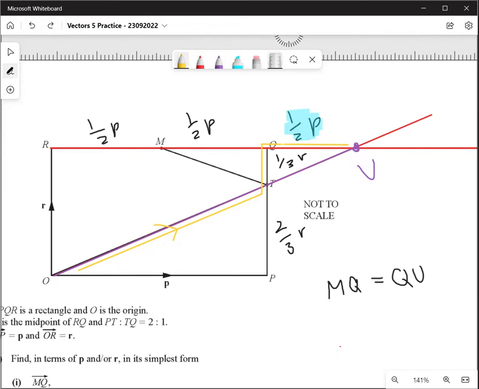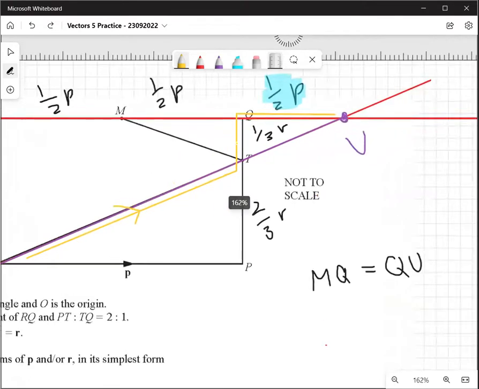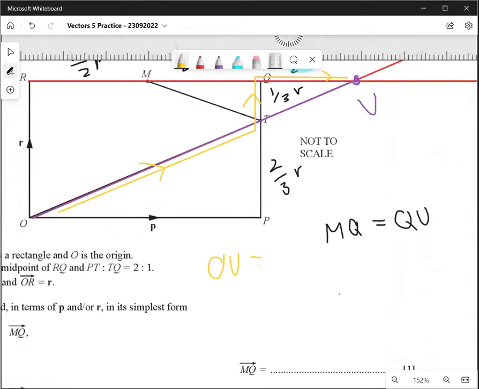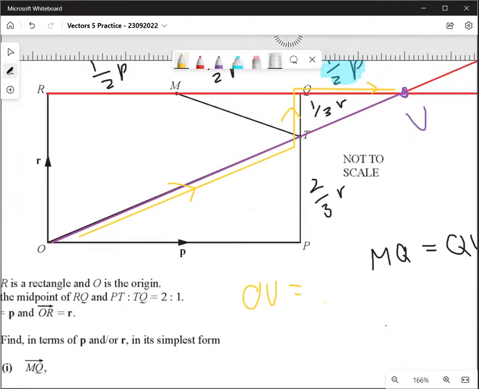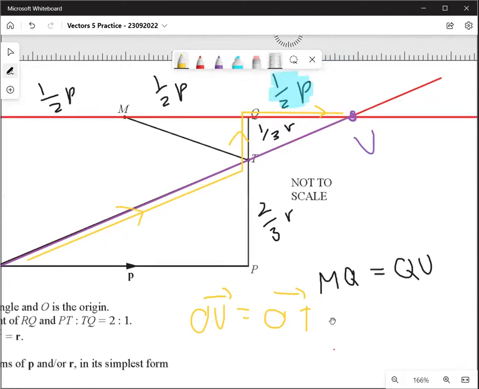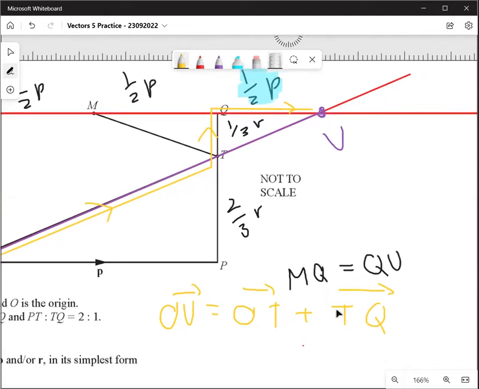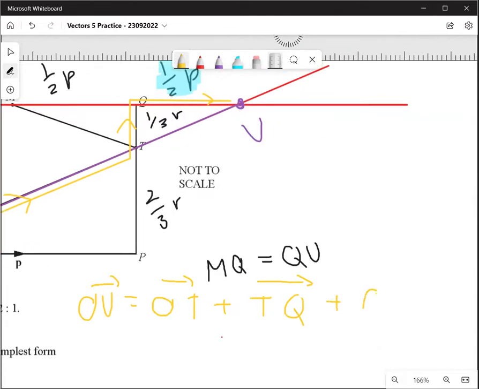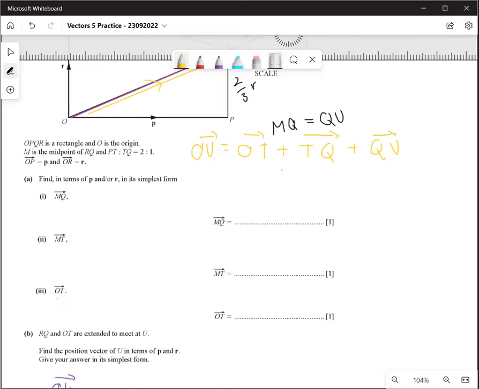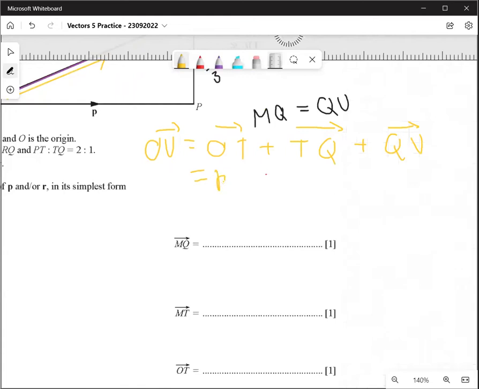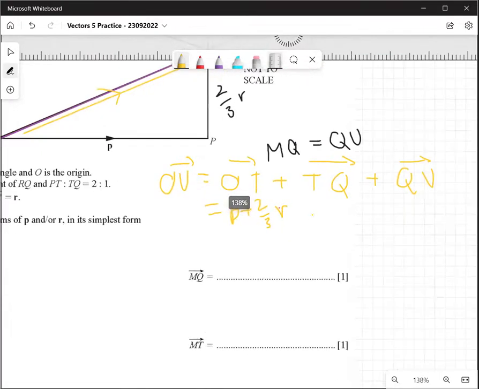Now, if I go like this, what is OU? Tell me. We'll have to add all of these up. So we'll see that OU should be, what is the first part? OT. So OU must be OT plus, now what is the next part? TQ. Plus QU. Now I know what QU is, I know what OT is. Did we find OT? We found it in the last question. OT was P plus 2 by 3R.